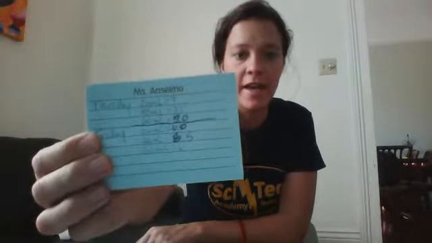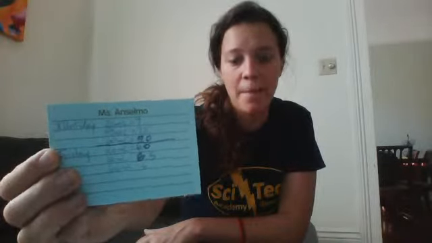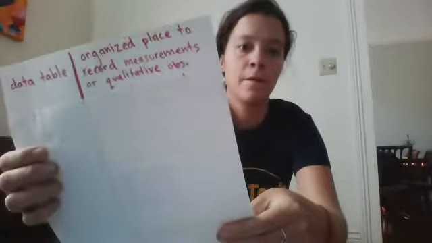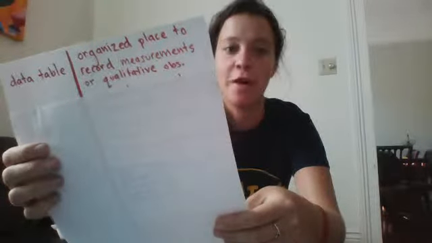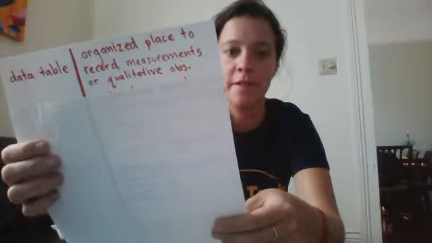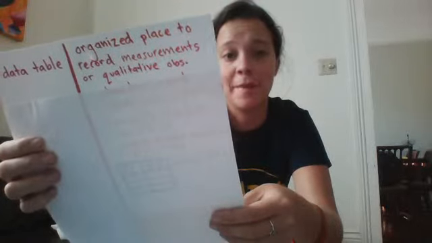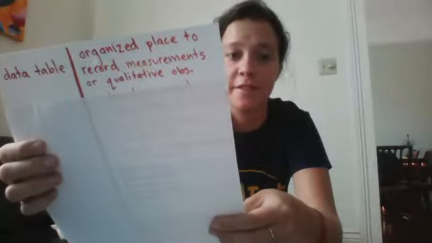So I've been writing down our data each day, and it looks alright, but it's just not very organized. So whenever we're writing down our measurements, we want to make sure we have it in a data table. That's our first vocab word for the day. A data table is an organized place to record measurements, or if you can't get measurements, your qualitative observations.